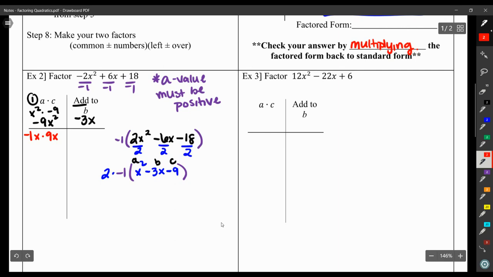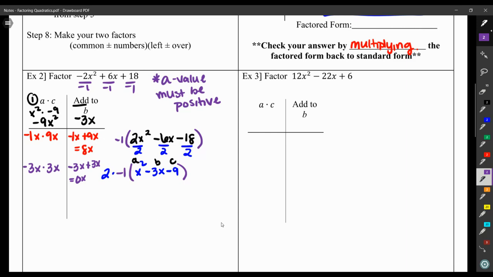That multiplies to negative 9x squared, but if I add them, negative 1x plus 9x makes 8x, which is not the number that we need. So let's try another one. The next possibility is negative 3x times 3x. That also multiplies to negative 9x squared. But if we add them, negative 3x plus 3x, we end up with 0x, which again is not what we need.